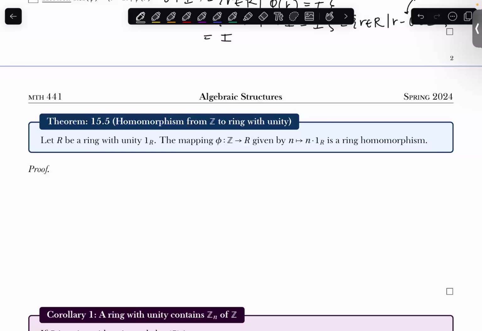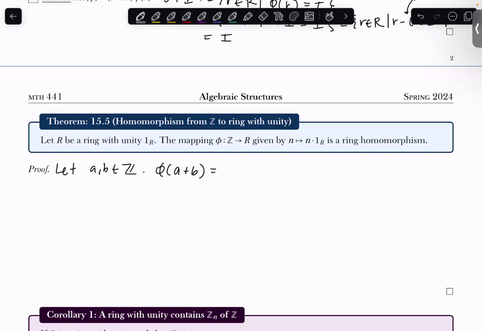So really I'm taking my integer, let's say 5, and I'm saying add 1 to itself 5 times. That's what 5 will be sent over to. Okay, and this is always going to give me back a ring homomorphism. So here we want to show that we do get a ring homomorphism when we do this. So we're going to let a and b be elements in our domain, the integers, and we're going to study what happens when we add these together.